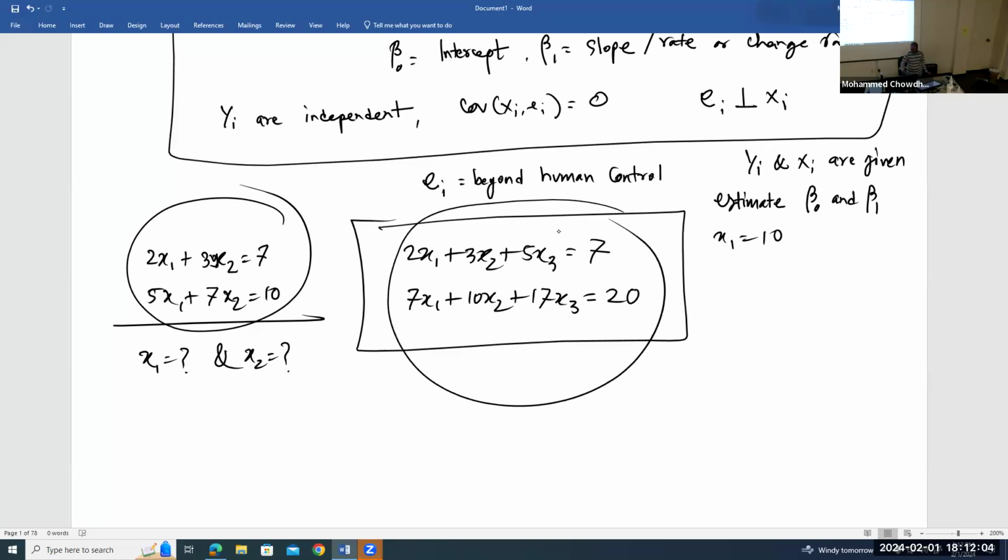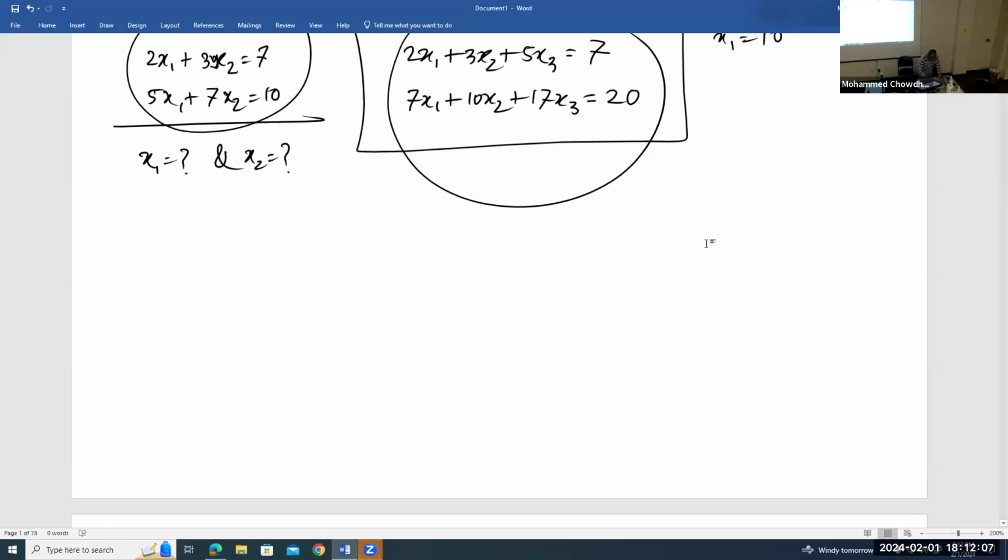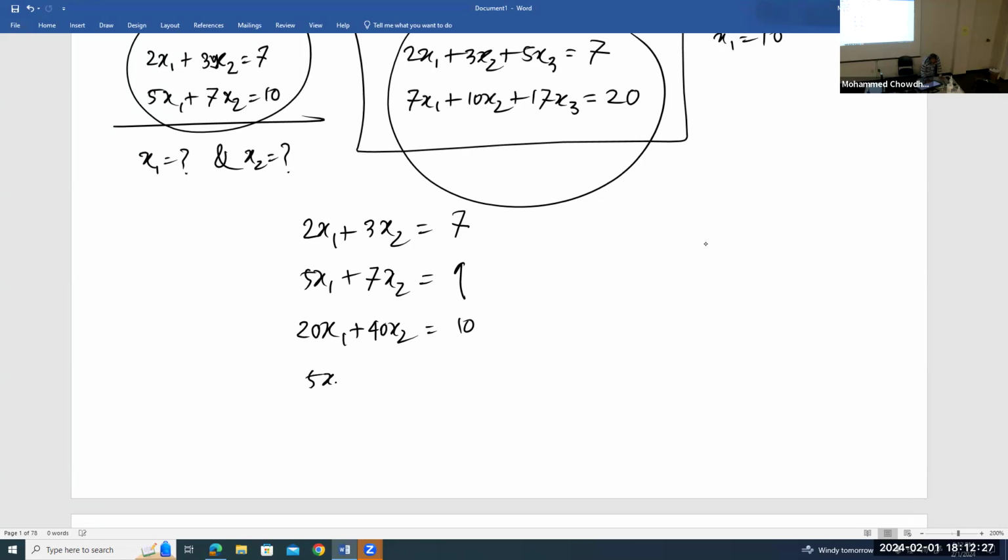Now I want to ask you a third question. Suppose you have these: 2x1 plus 3x2 equal to 7, 5x1 plus 7x2 equal to 9, 20x1 plus 40x2 equal to 10, 5x1 plus 10x2 equal to 7, and 9x1 plus 11x2 equal to 10. How many equations now? Five. How many unknowns? How can I solve this?